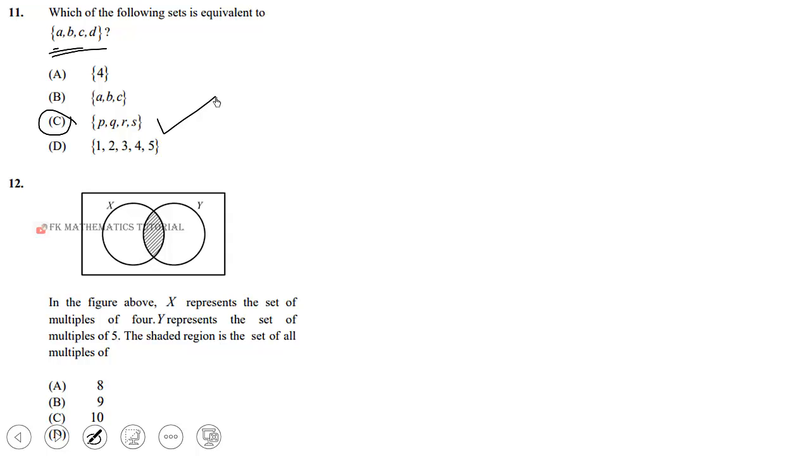Question 12. In the figure above, X represents the set of multiples of 4, then Y represents the set of multiples of 5. The shaded region is the set of all multiples of. So multiples of 4 will be 4, 8, 12, 16, 20, and so on.